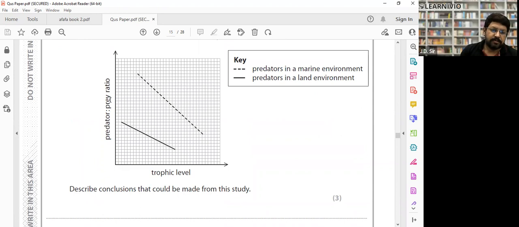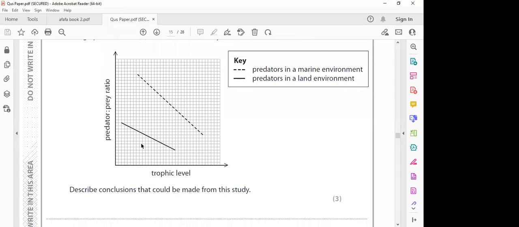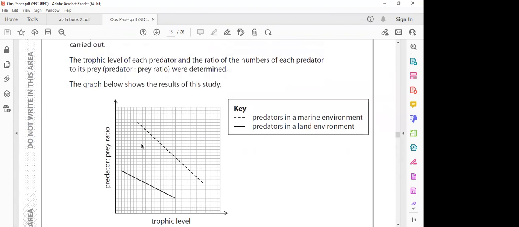This is the prey predator ratio and this is the trophic level, right? As the trophic level increases, the prey predator ratio is decreasing. In the marine environment, it's decreasing very steeply, and in the other, as the trophic level increases, the prey predator ratio is decreasing slowly. That is the only outcome, and that's what we have to describe over here. So we have to write 3 differences for 3 marks.